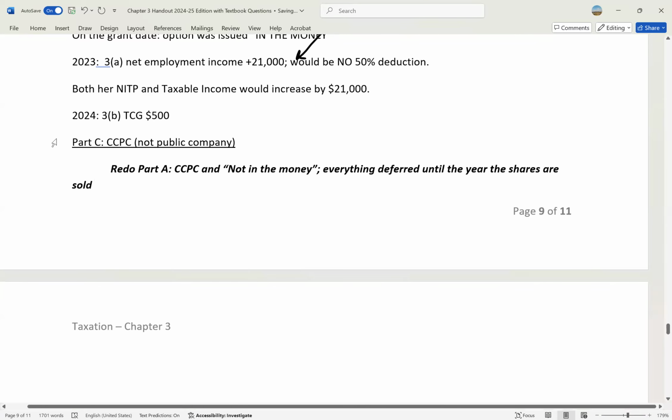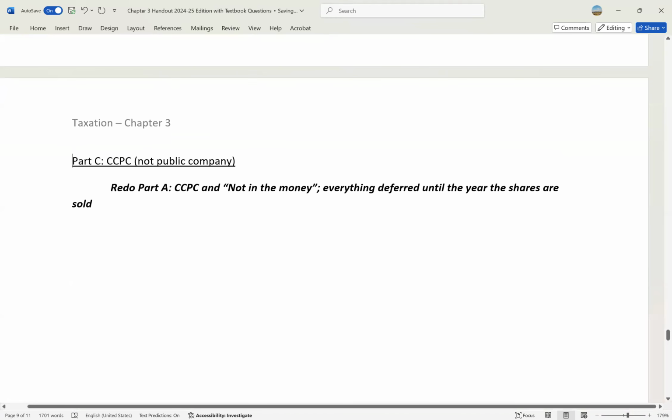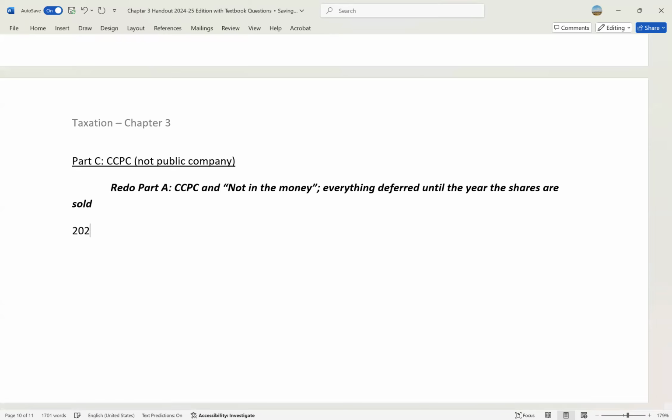And so in that case, that would be the year 2024. So let me just put this on the next page here. That would be the year 2024. So in 2024, in 3A, we would include the 21,000. That was that net employment income inclusion. In 3B, we would include the taxable capital gain of 500. So the net income for tax purposes would increase by a total of 21,500.